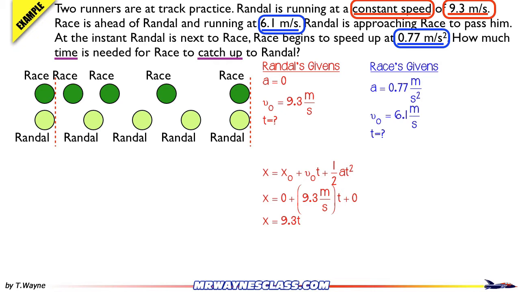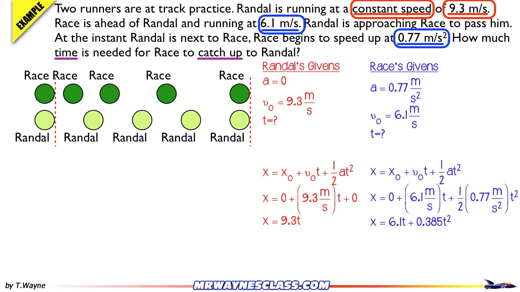Now for Race, I'm going to do the same thing. Same equation, x equals x naught plus v naught t plus 1/2 a t squared. Take the numbers from Race's givens and plug them into the equation, and then he gets a different equation. So do you see how everything's organized as well? It's in two columns, and I've got the givens and the problem, the givens and the problem, so it's easy to follow what's going on.